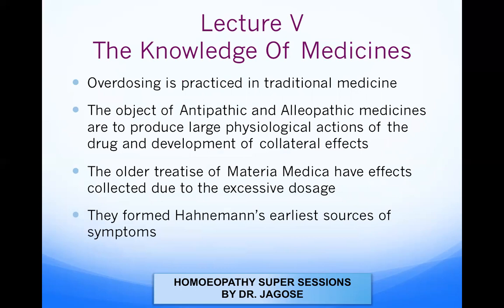The object of antipathic and allopathic medicines is to produce large physiological actions of the drug and development of collateral effects. So therefore, he says that overdosing is seen generally in the traditional medicine or in the empirical medicine, where large physiological doses are given over a prolonged period of time. So he gives an example of the antipathic method and the allopathic method, in which large physiological doses are taken and the development of collateral effects. Collateral meaning the side effects.